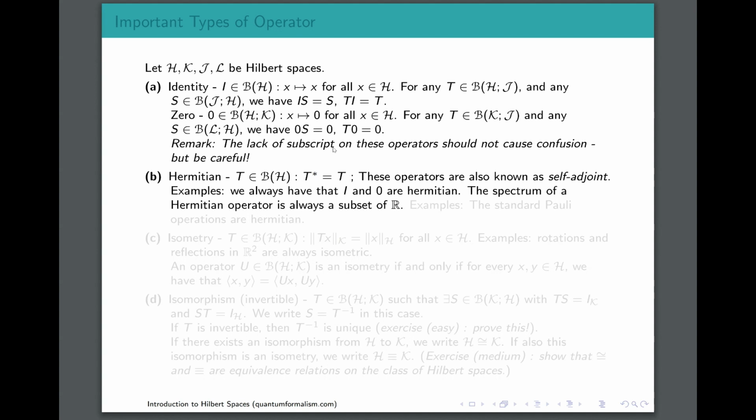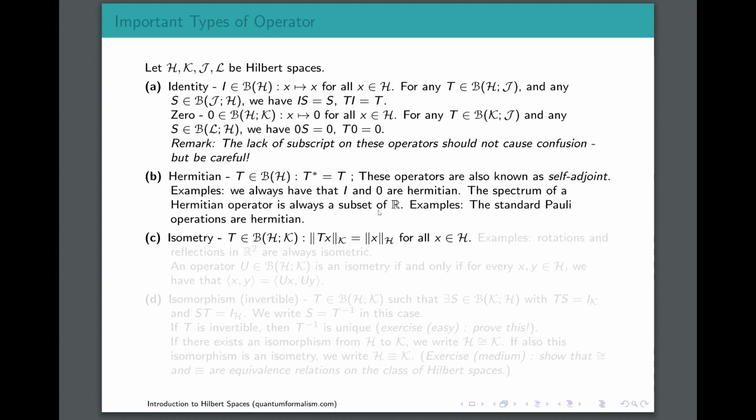Another important fact: the spectrum of a Hermitian operator is always a subset of the real numbers. In finite dimensions, you'll remember that the spectrum is equal to the set of eigenvalues. So what this says is if we have an operator on a finite dimensional Hilbert space which is self-adjoint, then it will always have real eigenvalues. That's a very important thing to know. And for further examples, the standard Pauli operators are also Hermitian.